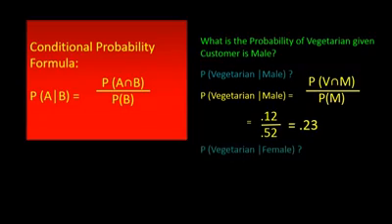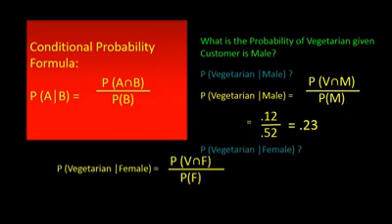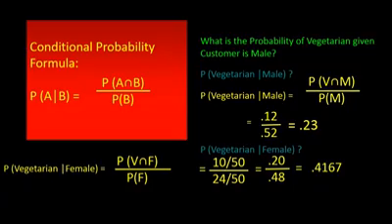Now, what if we wanted to calculate the probability of a vegetarian given that the customer is a female? Well, that would be written as the probability of a vegetarian given a female is equal to the probability of a vegetarian intersection female divided by the probability of a female. So that would be 10 out of 50 for the numerator, the intersection of vegetarian and female, divided by 24 out of 50 for the denominator, the number of females out of the total, which is 0.2 over 0.48, which is 0.4167. You can see that if we know the customer is male, the probability of ordering vegetarian is 0.23. But if we know the customer is female, the probability of a vegetarian order nearly doubles to 0.4167.